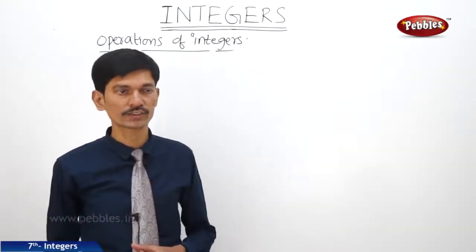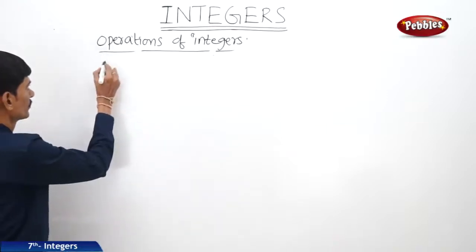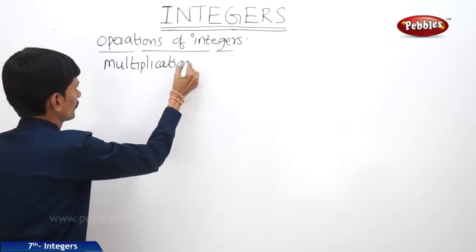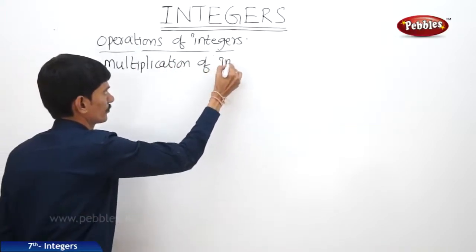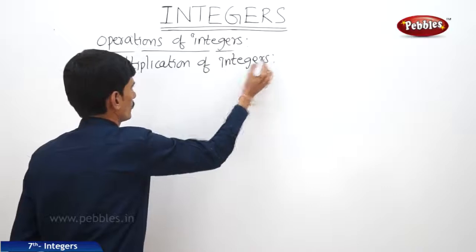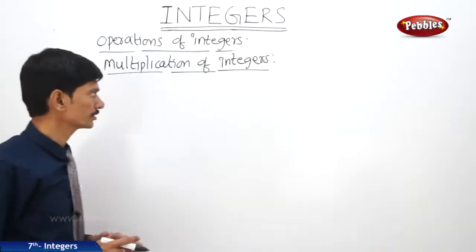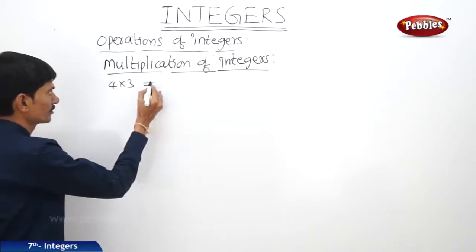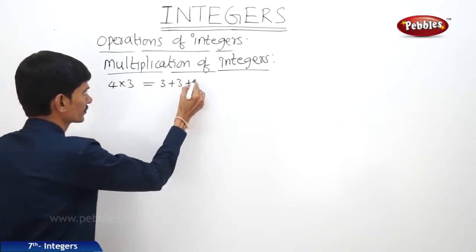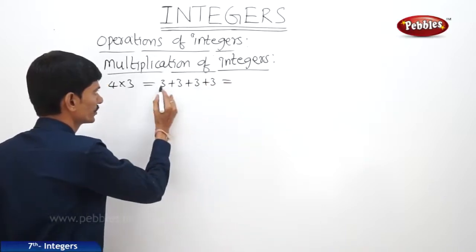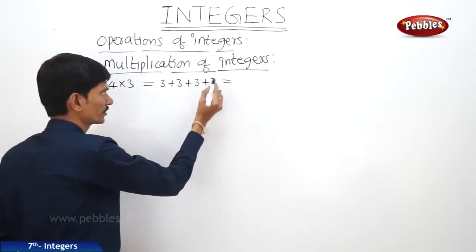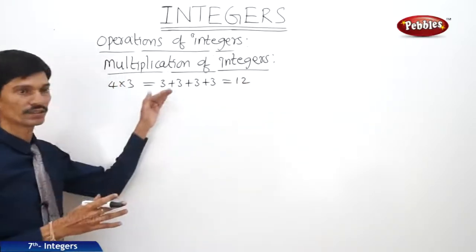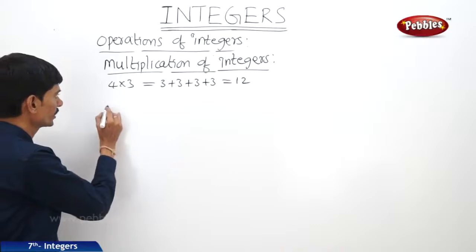Now let us see the multiplication of integers. Let us multiply two positive integers. So 4 into 3. 4 times 3 means 3 plus 3 plus 3 plus 3. So this equals 3 plus 3 is 6, 6 plus 3 is 9, 9 plus 3 is 12. So multiplication is nothing but repeated addition. Now let us see this on the number line.